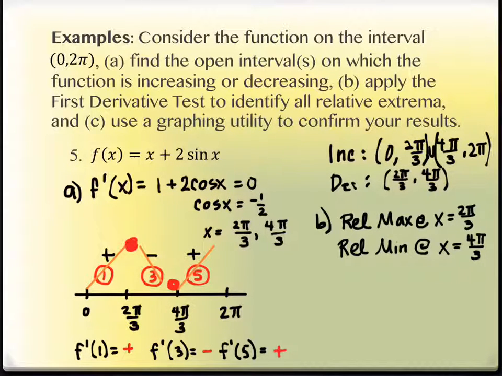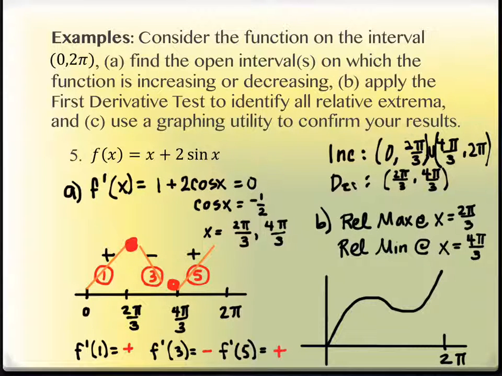Graph it real quick and we're done for the day. You can make your graph go from 0 to 2 pi. Original equation, x plus 2 sine x. My graph looks something like this. Maybe not quite what you expected. This would be my 2 pi over 3. And this one is my 4 pi over 3.